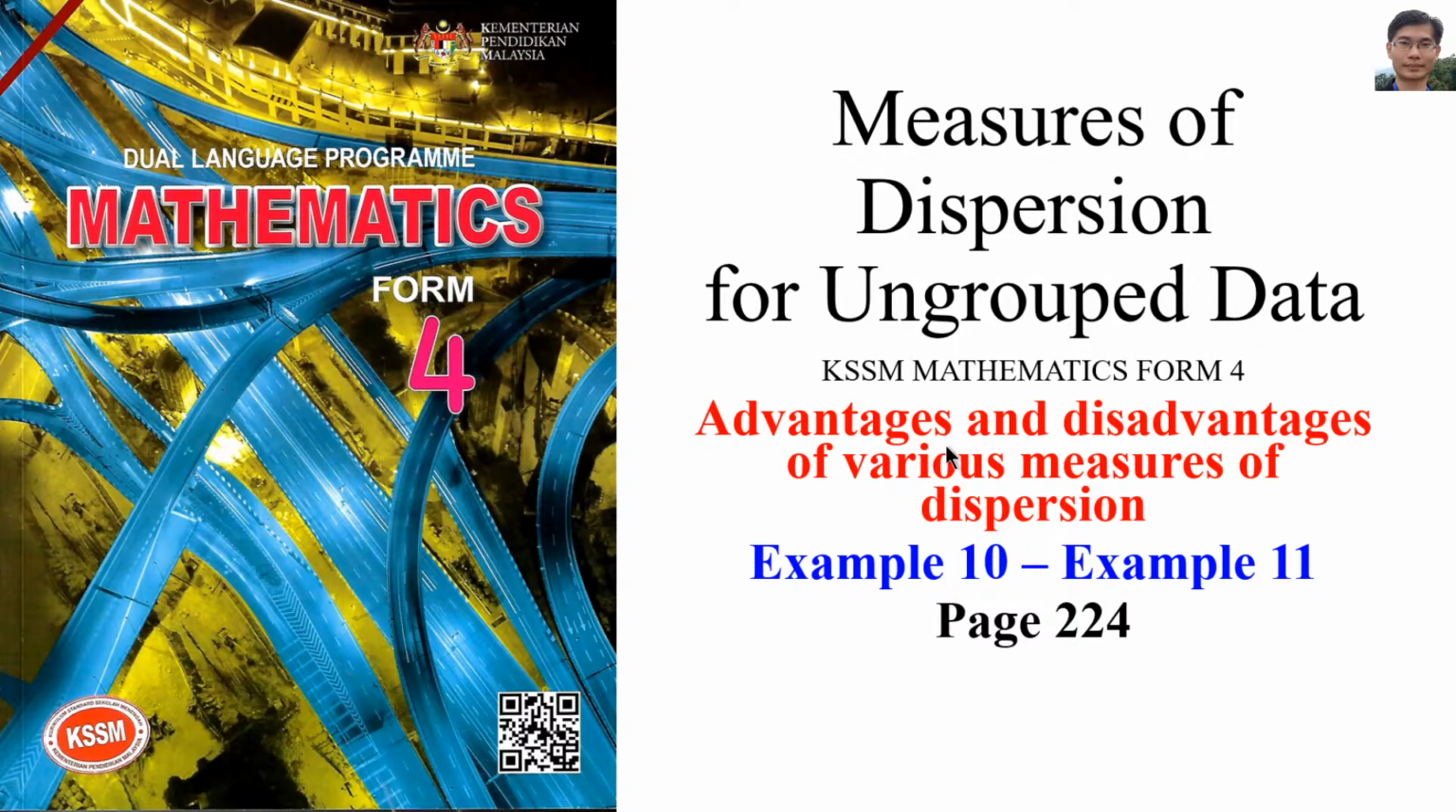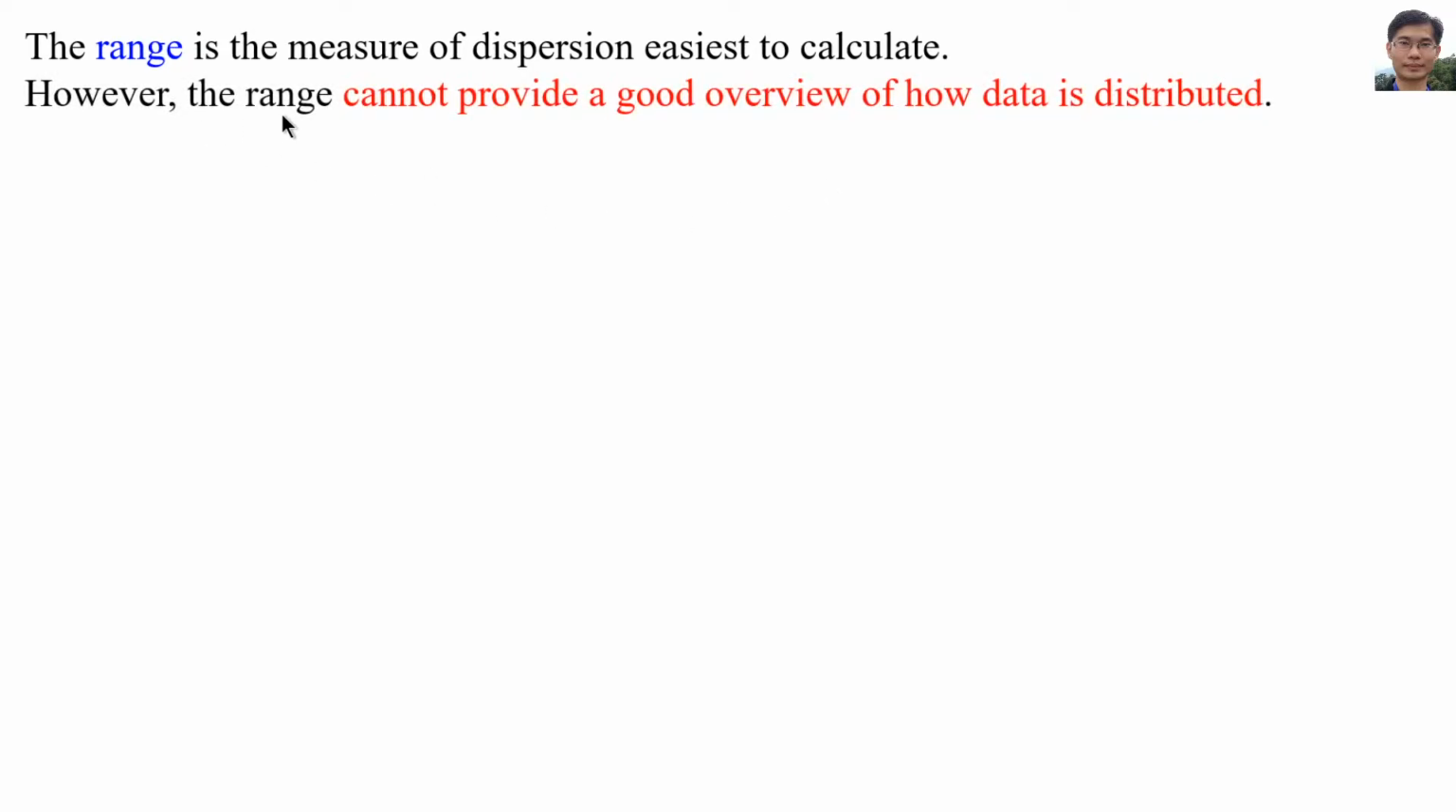Okay, advantages and disadvantages of various measures of dispersion. Example 10 and 11, page 224. Okay, the range is the measure of dispersion that's easiest to calculate. However, the range cannot provide a good overview of how data is distributed.